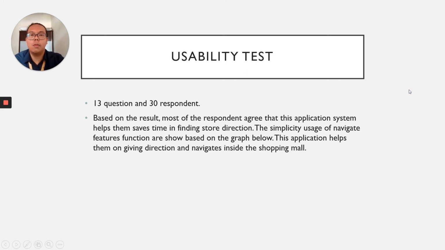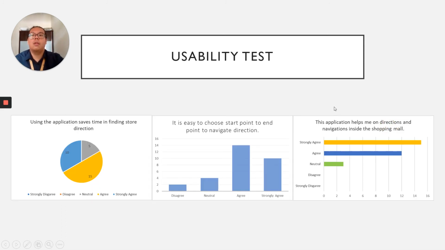For the usability test, I made a questionnaire which provides 13 questions for the respondents. Based on the result, most of the respondents agree that this navigation system helps them save time in finding store direction. The usage of the navigation feature is shown in the graph below. This application helps them in giving direction and navigating inside the shopping mall. So these are the results.